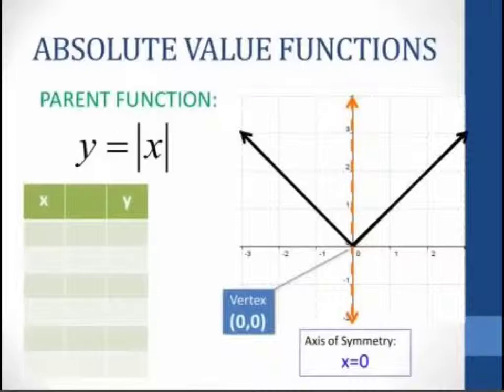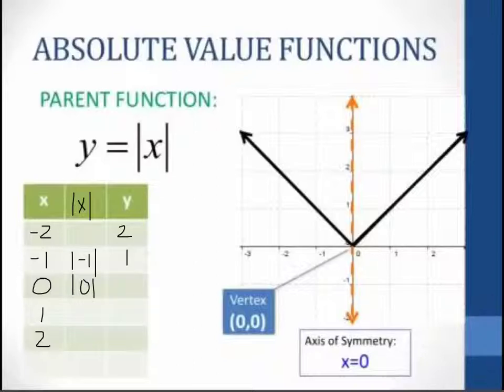So what we're going to do is just choose values of x. I'm going to choose -2, -1, 0, 1, and 2. And when we plug these in, the absolute value of -2 is 2. The absolute value of -1 is 1. Absolute value of 0 is 0. The absolute value of 1 is 1. And the absolute value of 2 is 2.